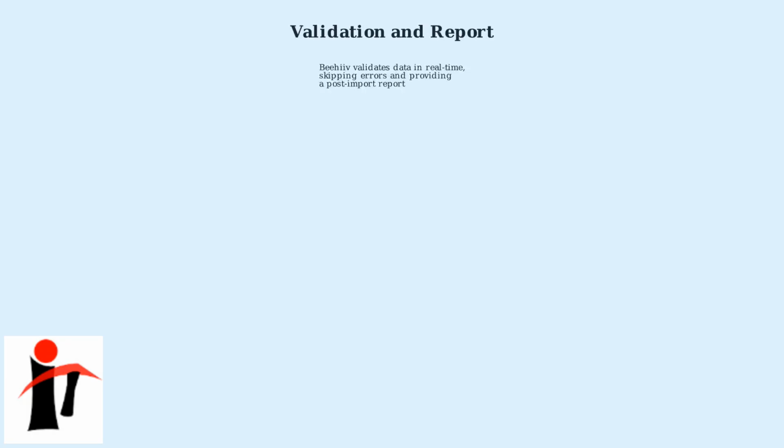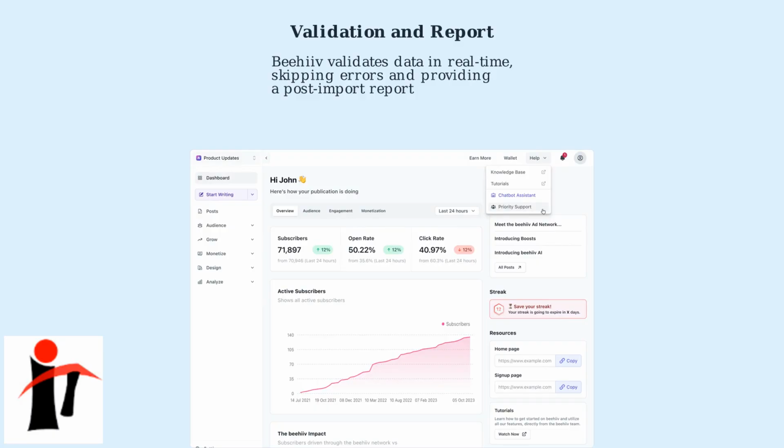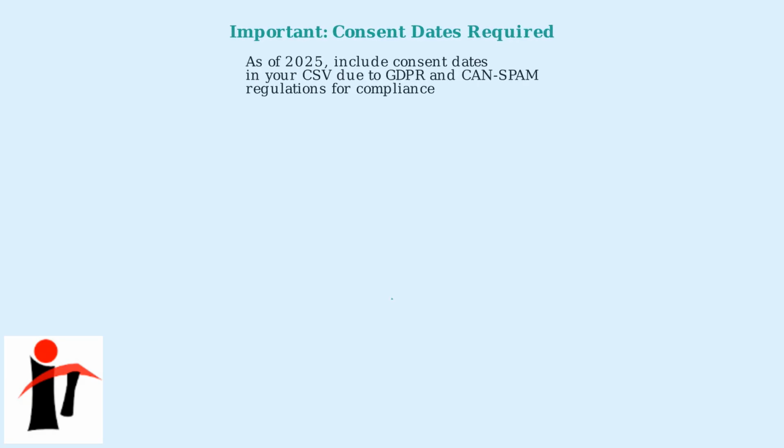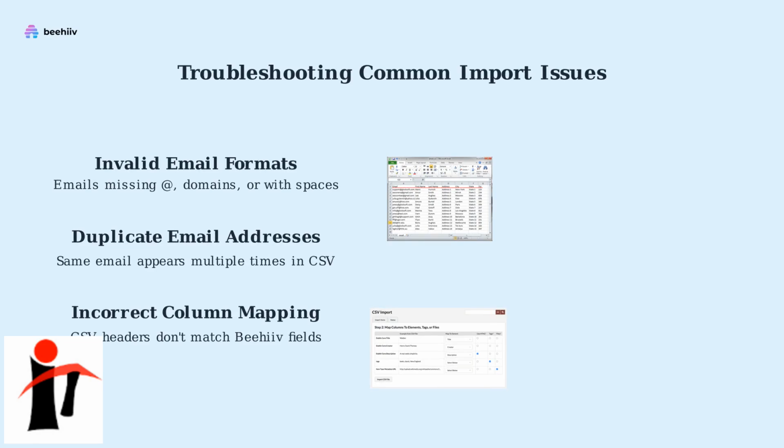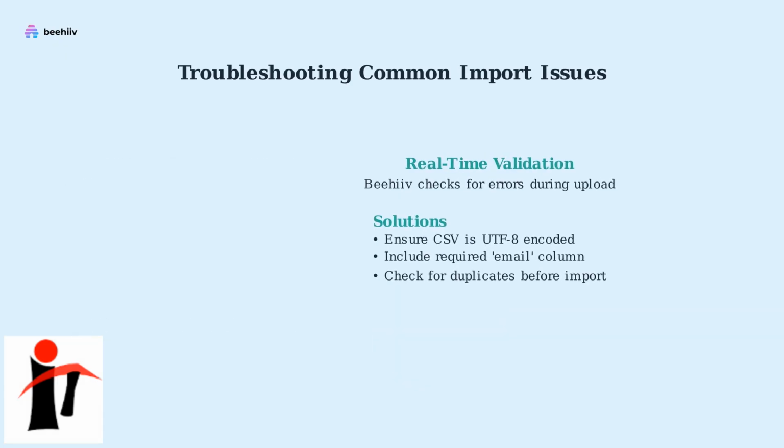During the import, beehiiv validates your data in real time, skipping any errors and providing a detailed post-import report. Remember, as of 2025, you must include consent dates in your CSV file to comply with GDPR and CAN-SPAM regulations. Common import issues in beehiiv include invalid email formats, where emails might be missing the @ symbol or have spaces. Duplicate email addresses can also cause problems when the same email appears multiple times. Incorrect column mapping happens when CSV headers don't match beehiiv's expected fields. beehiiv's real-time validation identifies these problems during the upload process.